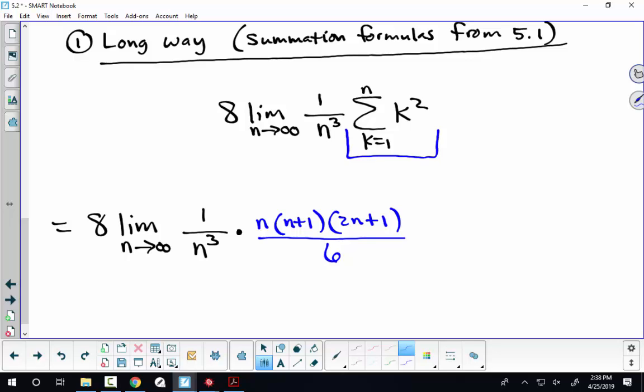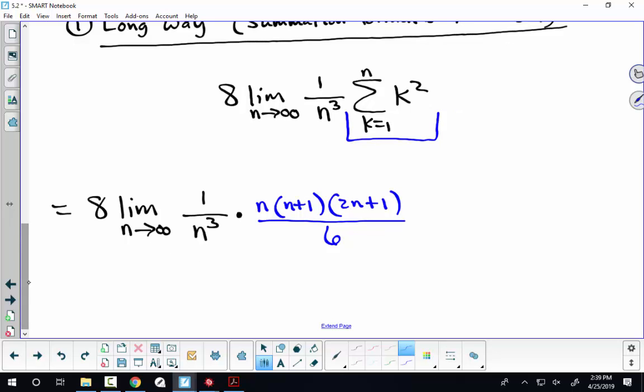So here's where you could use L'Hopital's rule, right? Because we have the limit as n goes to infinity, denominator infinity cubed, the numerator infinity times 2 times infinity. So that's infinity over infinity, but it's a polynomial in the sense of n. I think it's easier, since we're looking at a limit at infinity, just to look at the leading term in the numerator over the leading term in the denominator. So we have 8 times this limit.